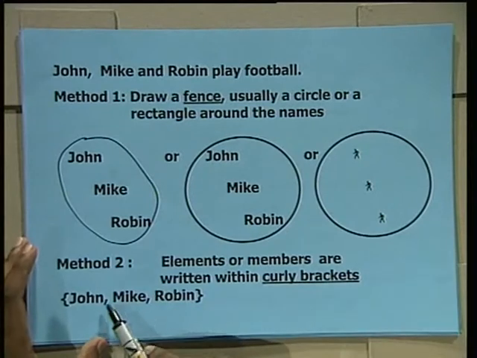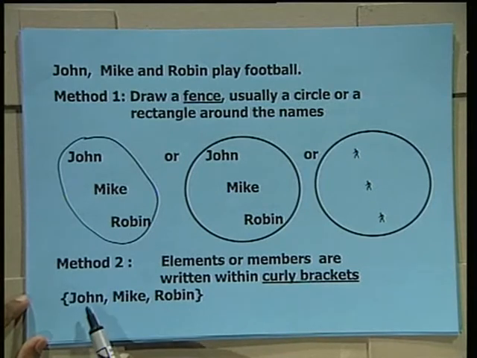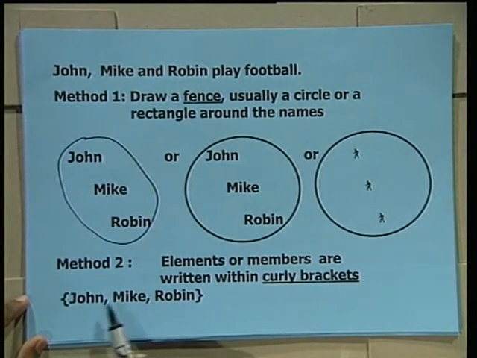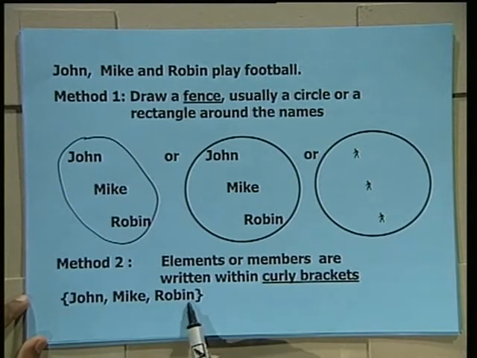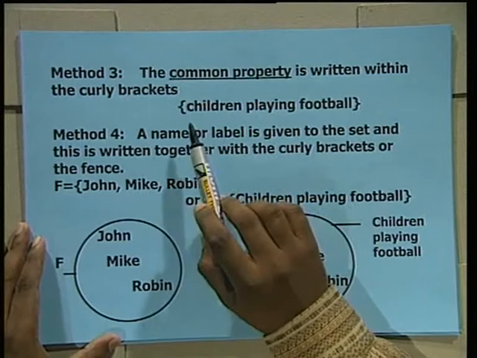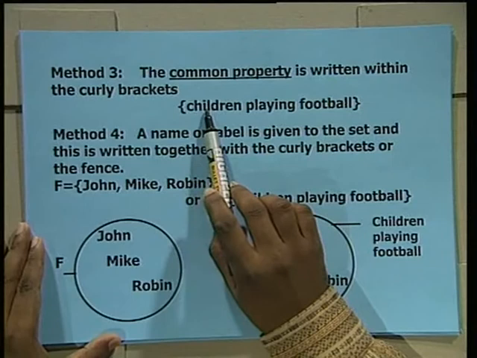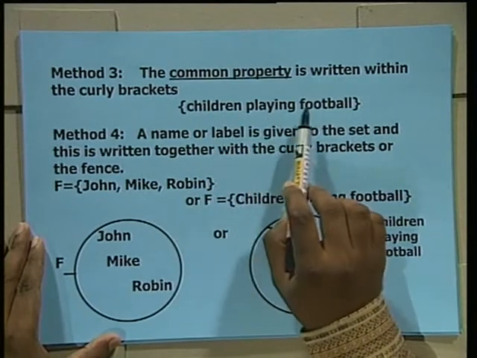The second method would be to write the elements or the members within curly brackets. Here we have written the names of the 3 children within curly brackets: John, Mike, Robin. The next method is to write the common property of the members or the objects within curly brackets. For example, we can also represent the set by writing the common property, which is children playing football, within curly brackets.